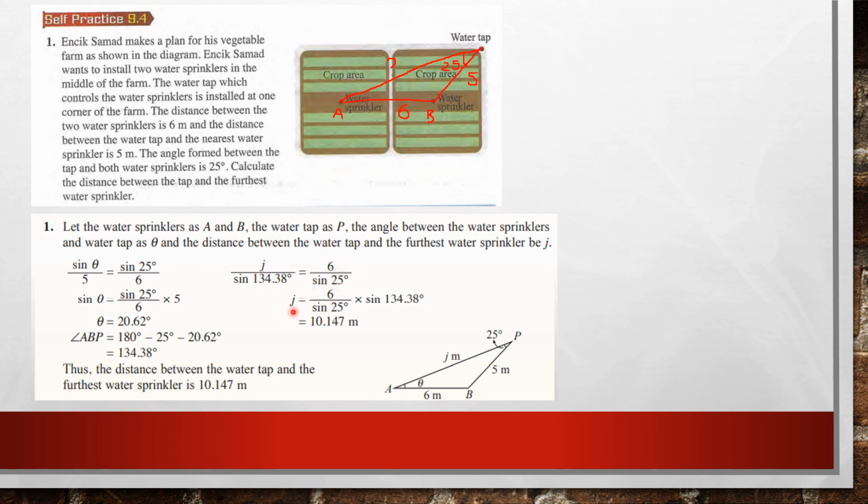So you solve for j, which equals 6 over sine 25 multiplied by sine 134.38. So the length you get is 10.147 meters. Thus the distance between the water tap and the furthest water sprinkler is 10.147 meters.